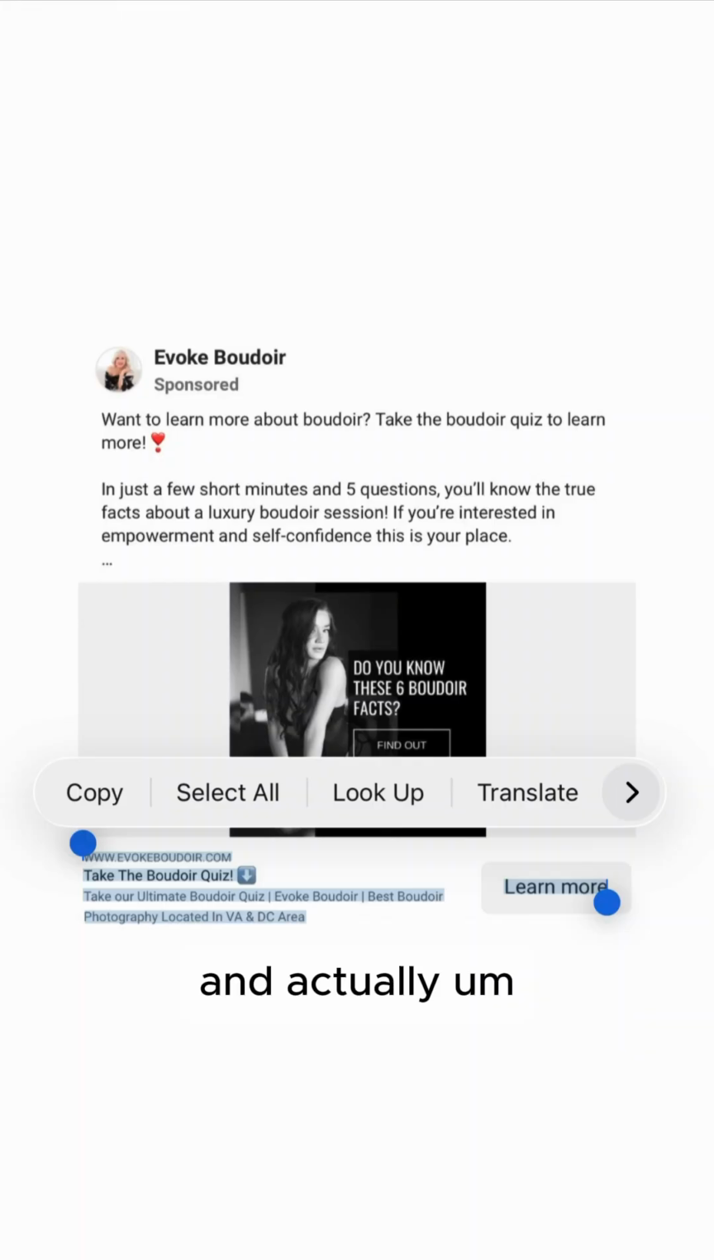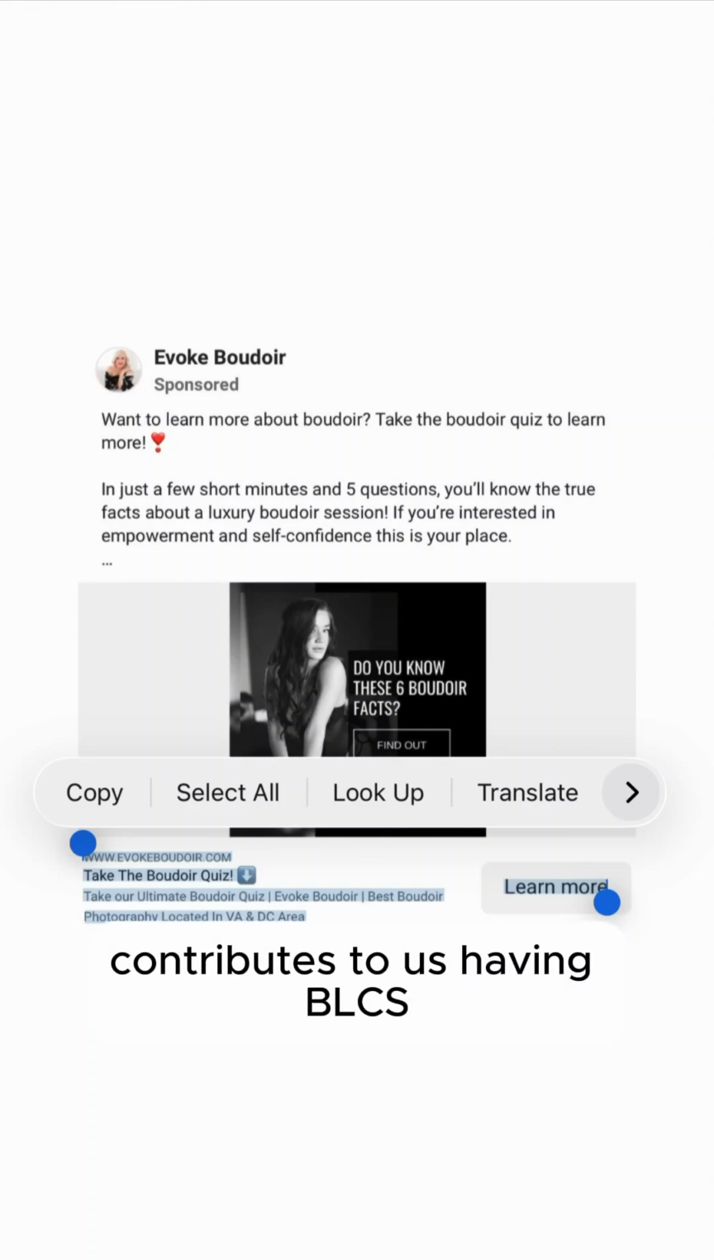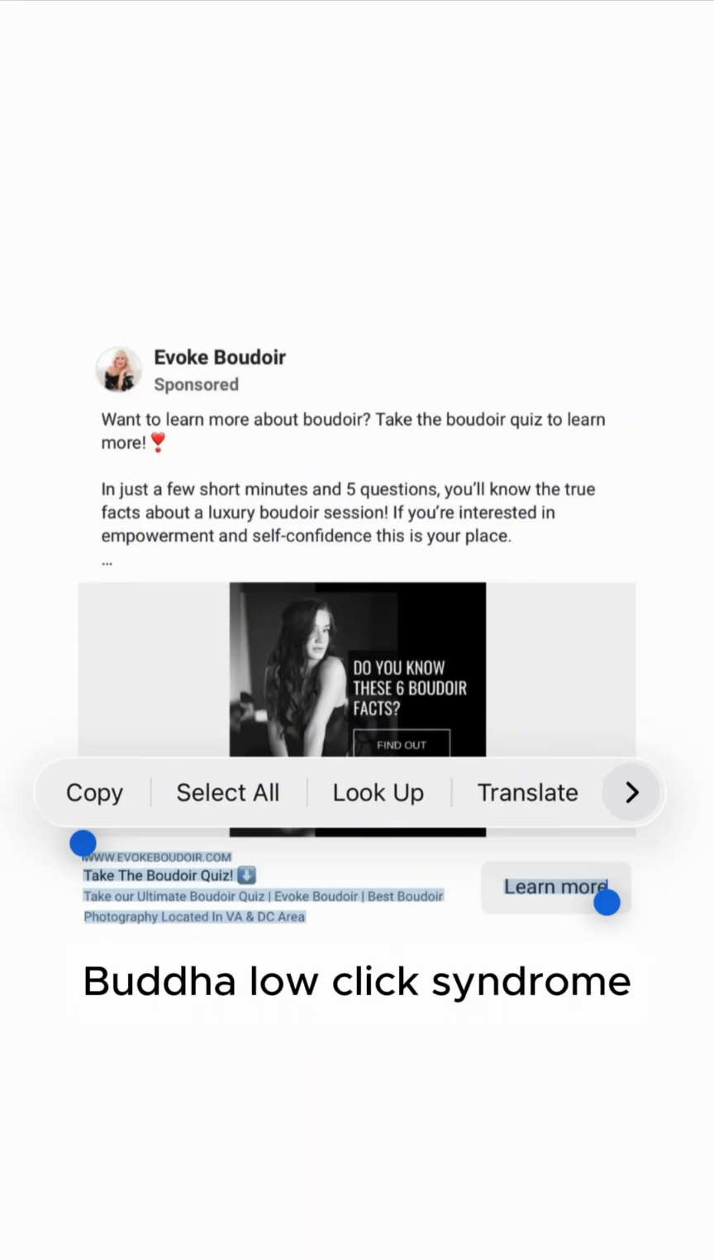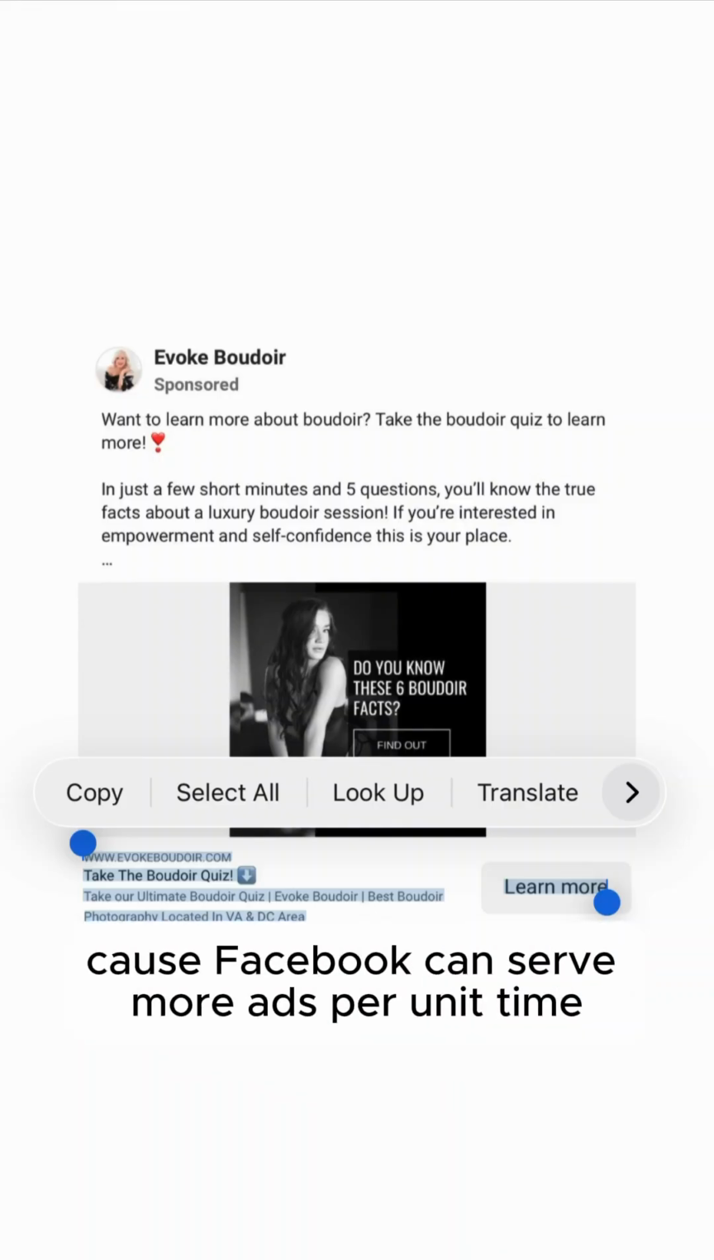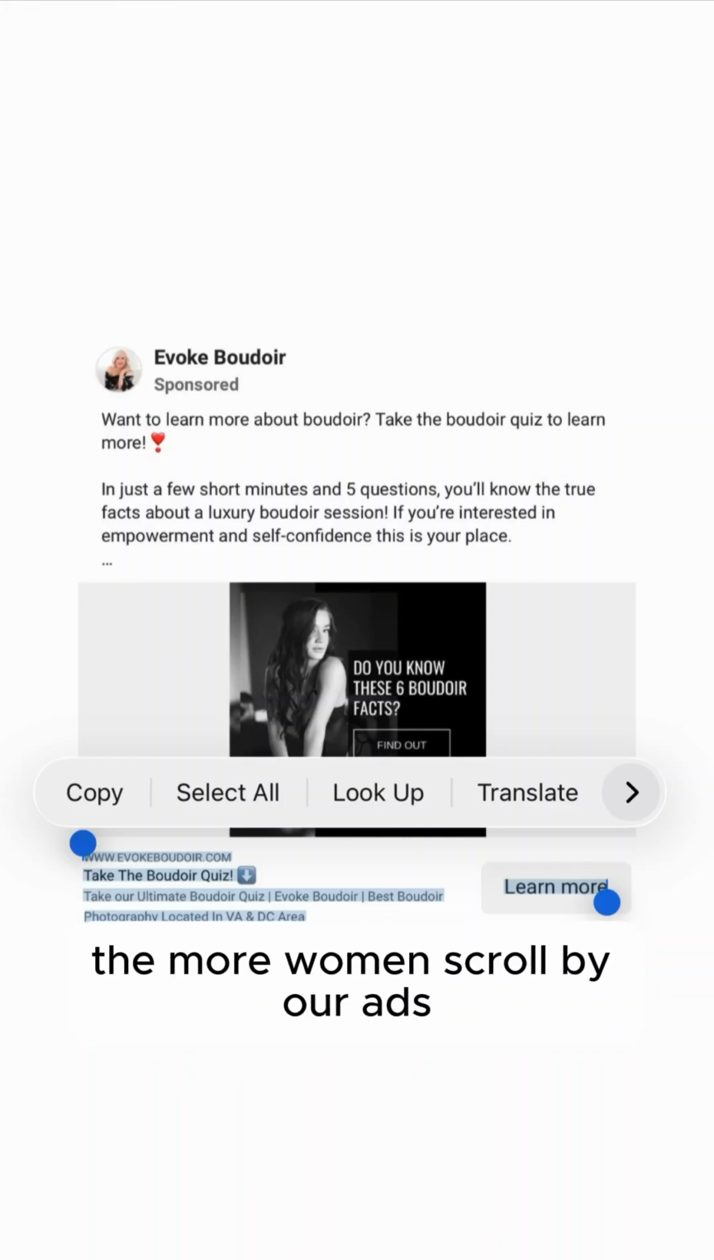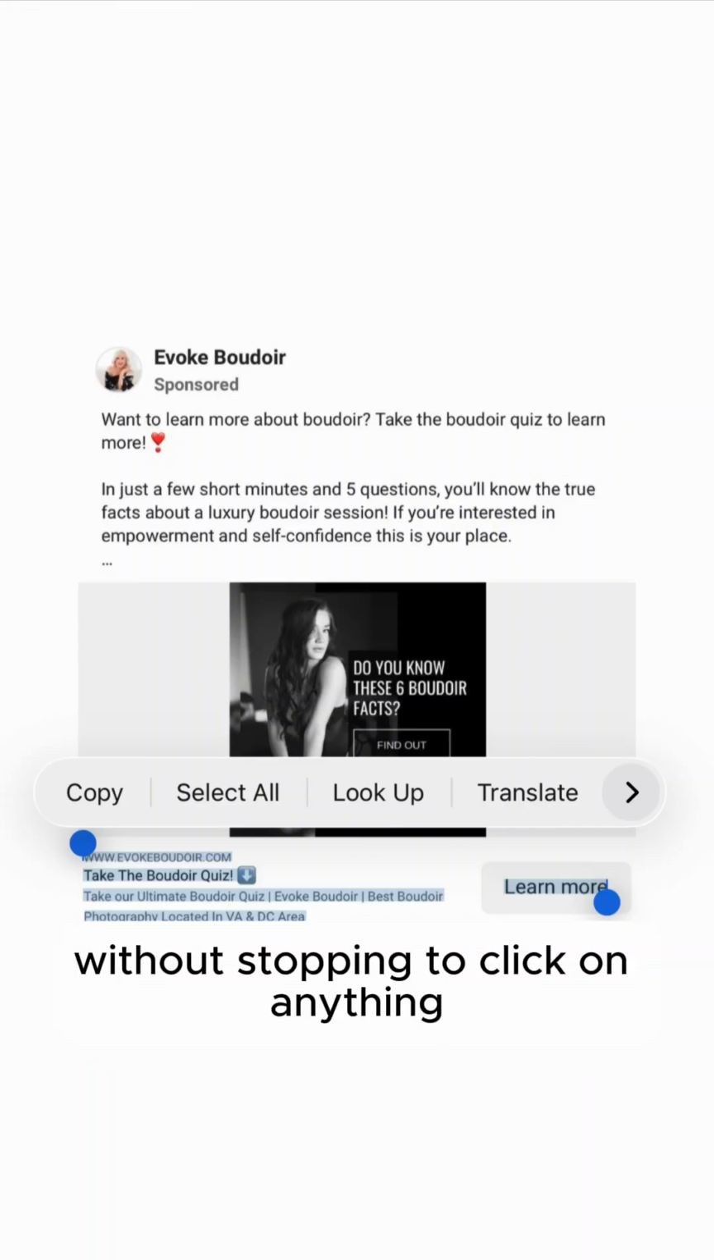And it actually contributes to us having BLCS, Boudoir low-click syndrome. Facebook likes it though, because Facebook can serve more ads per unit time, the more women scroll by our ads without stopping to click on anything.